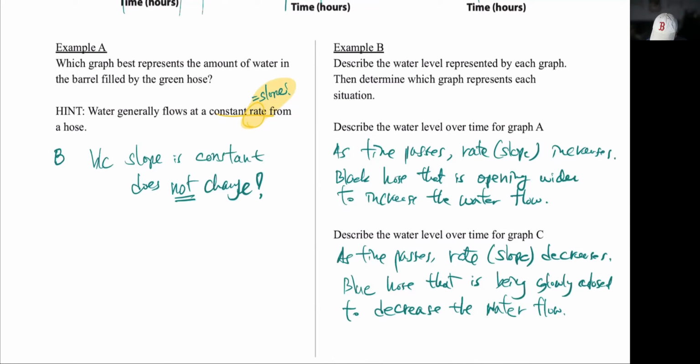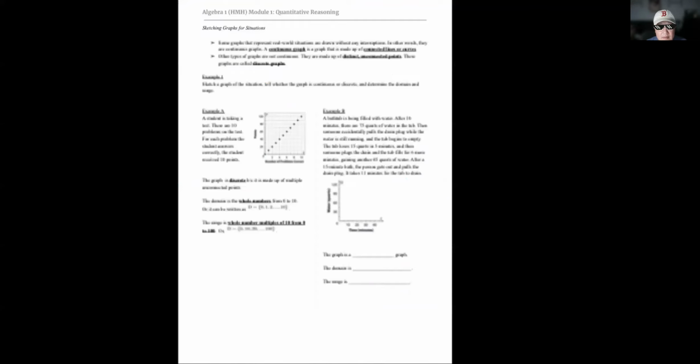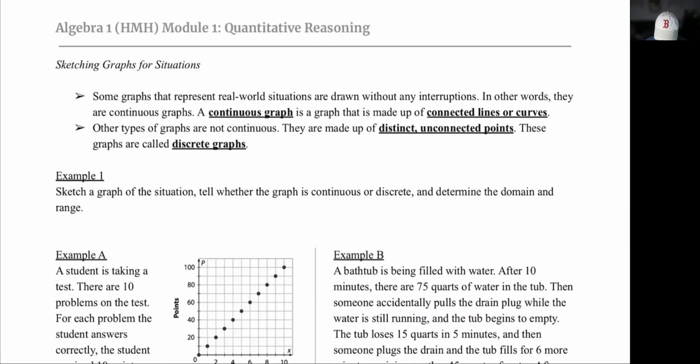And then we got one more page of the notes. Here we go. When you're copying this down, please write this down. In the first one, in a real world situation, some graphs are drawn without any interruption. In other words, they are continuous graphs. A continuous graph is a graph that's made up of connected lines or curves.